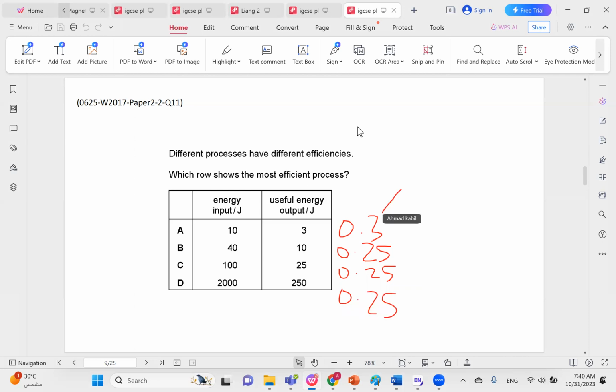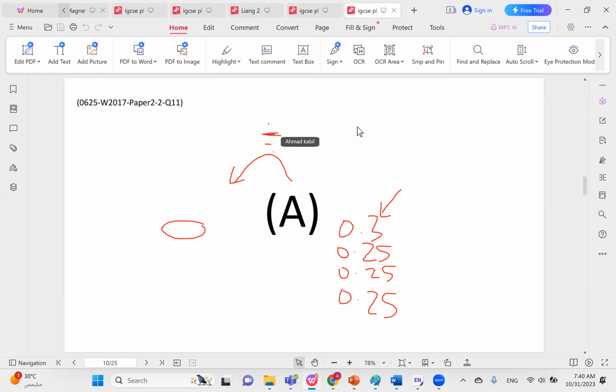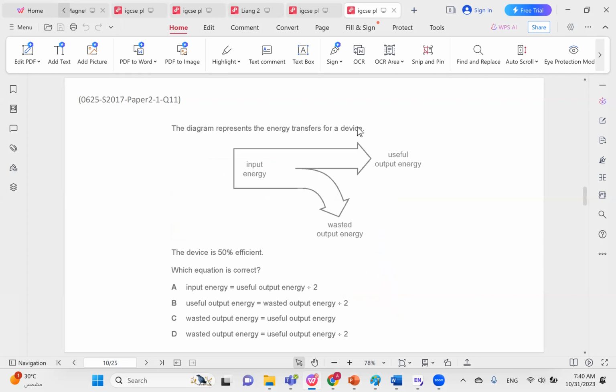So the highest efficiency here is A at 0.3 or 30%. If we multiply by 100, as we're supposed to, we get 30%. So A would be the most efficient process. Like we said, we divide useful output by total energy input. This is a division sign. So 0.3, A is the correct answer.